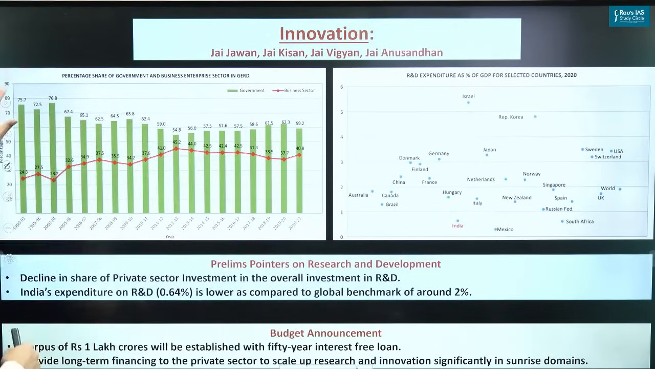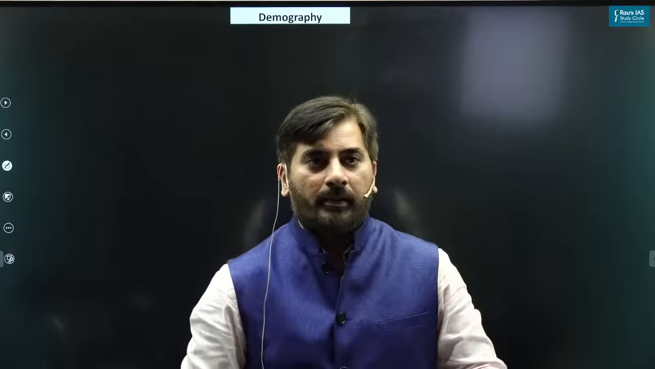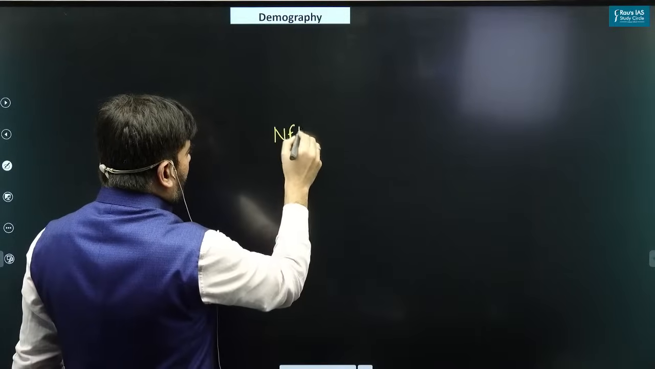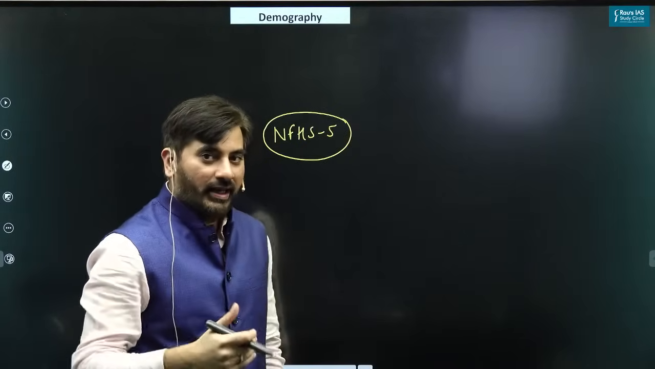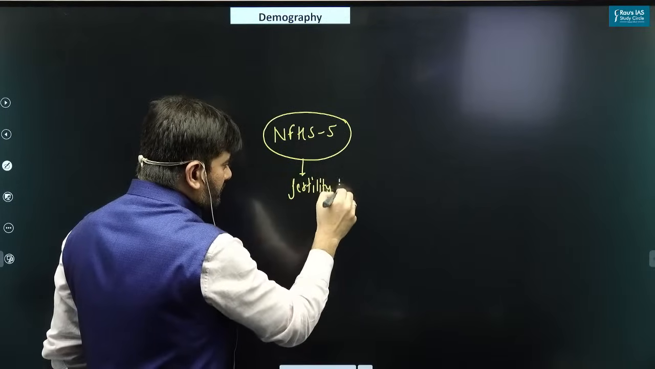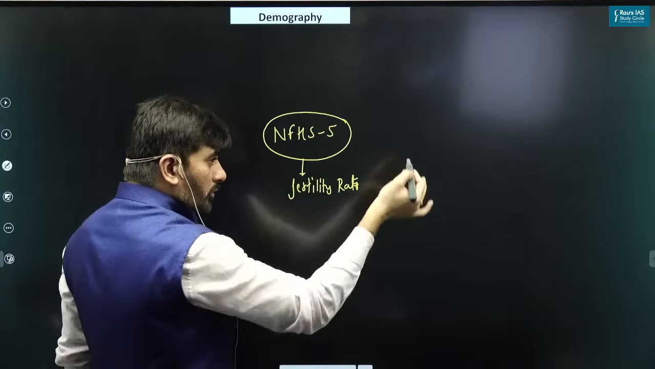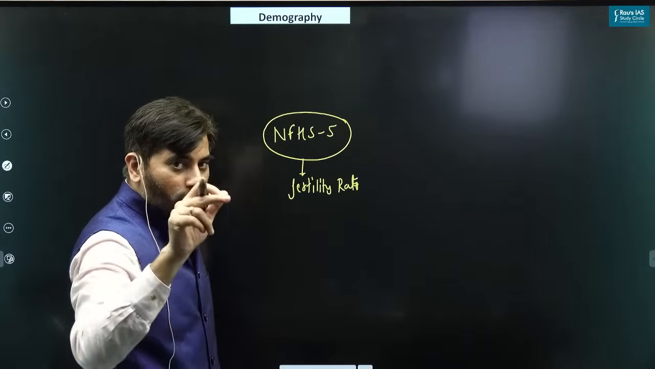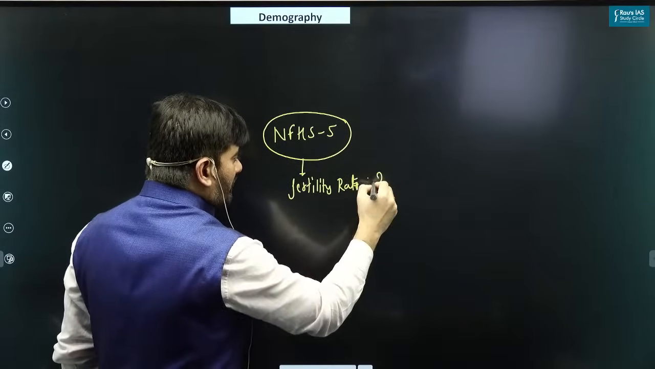Taking this forward, now let's look at the concept of demography. If you have read about National Family Health Survey 5, according to it, the fertility rate in India has reduced to below the replacement level fertility. And we know what is that replacement level fertility? 2.1. So this fertility rate in India is now somewhere around 2.